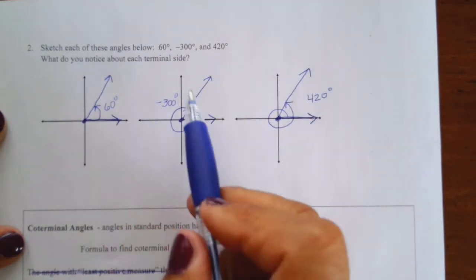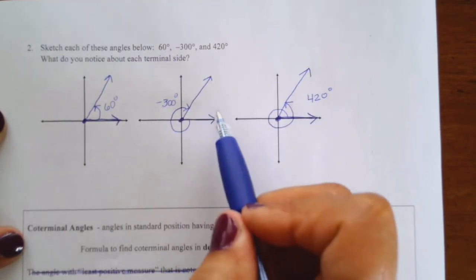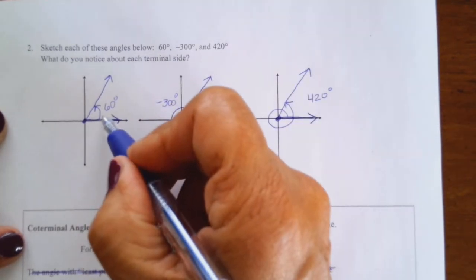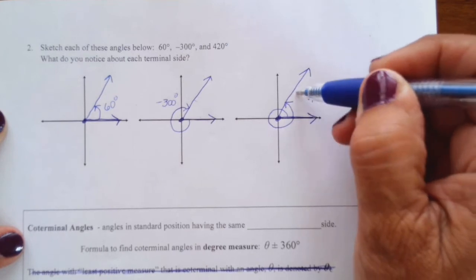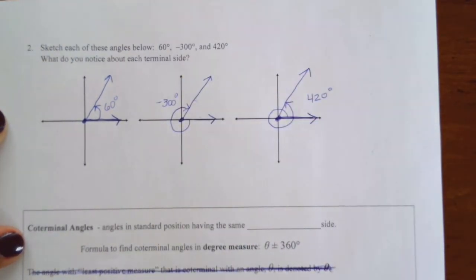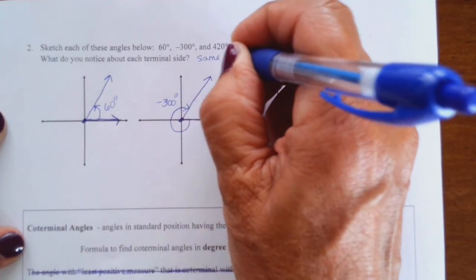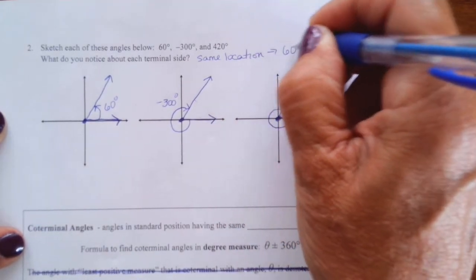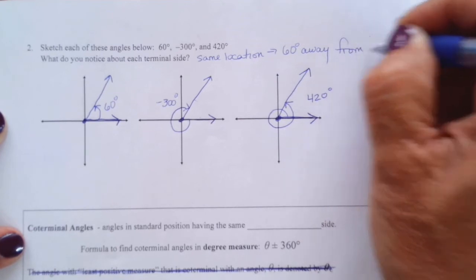So what you notice about the terminal side on these is they're all in the same place. They're all 60 degrees away from the x-axis, right? This is 60 degrees right here. From here to here is 60 degrees, and from here to here is 60 degrees. So these terminal sides are all the same. They're in the exact same location, which is 60 degrees away from the positive x-axis.